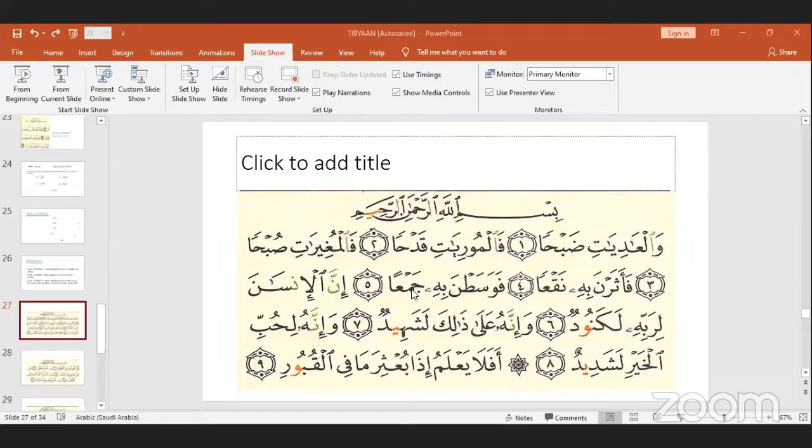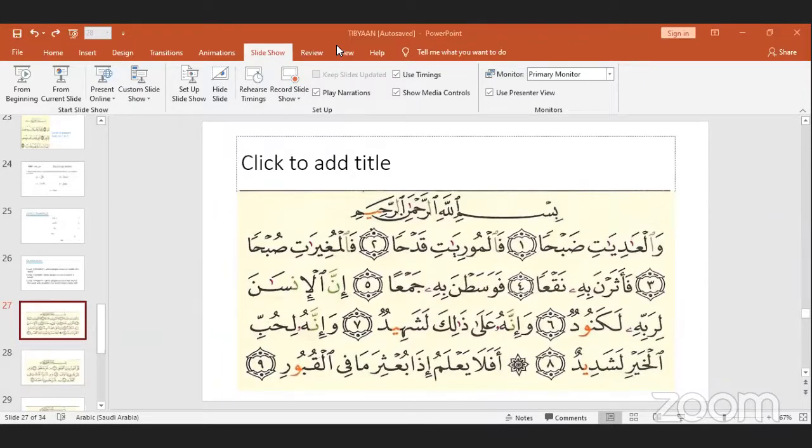Only qaf, ta, ba, jim, and dal. Those are the 5 qalqala letters. So meem is not included in them. So jam'a is wrong. You should not do qalqala in that. Then okay. So does anyone else want to read the 6th, 7th, and 8th ayah?